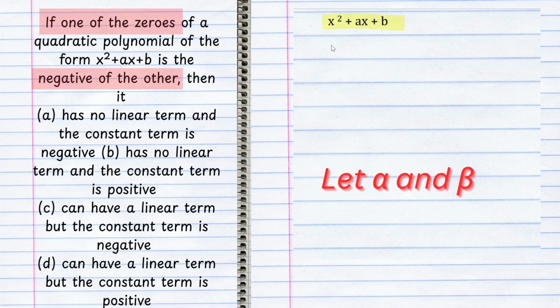One zero is negative of the other. Let's say if I take alpha and beta as the two zeros.